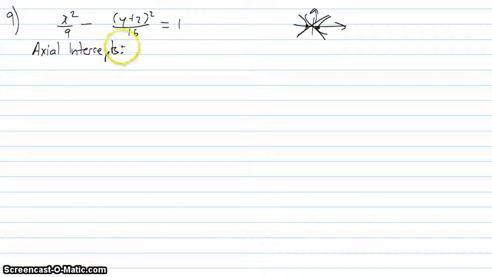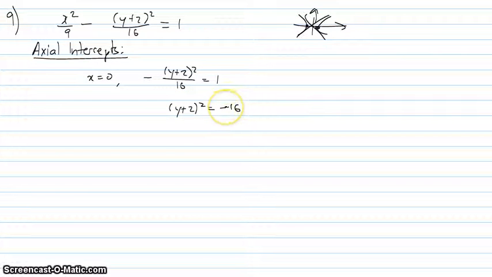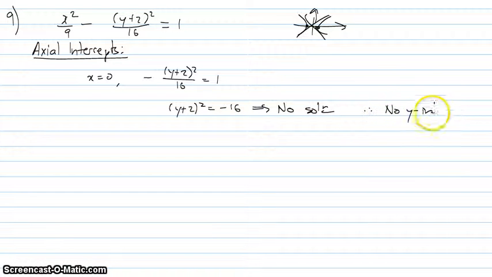what do we get? Well, when x equals 0, we get negative (y plus 2) squared over 16 equals 1. So (y plus 2) squared equals negative 16, and already we can see that this implies no solution. Therefore, no y-intercept.